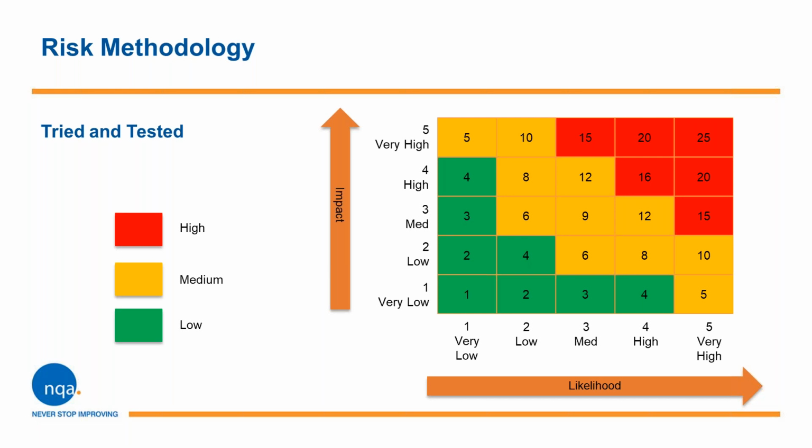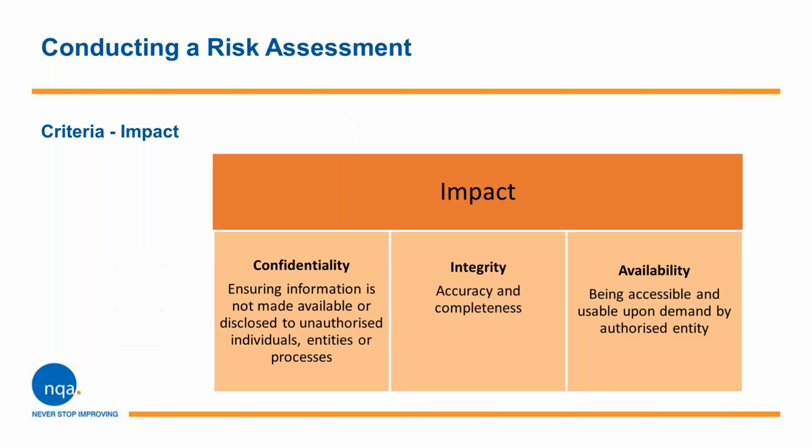Now, from here, you can determine the overall risk rating, high, medium, or low. And again, the numbers you use, the criteria you use is entirely up to yourself. This is just a guide. Now, impact is usually measured in terms of confidentiality, integrity, and availability, as you can see on the screen, and may include financial, reputational, and regulatory impact, also information security and operational impacts.